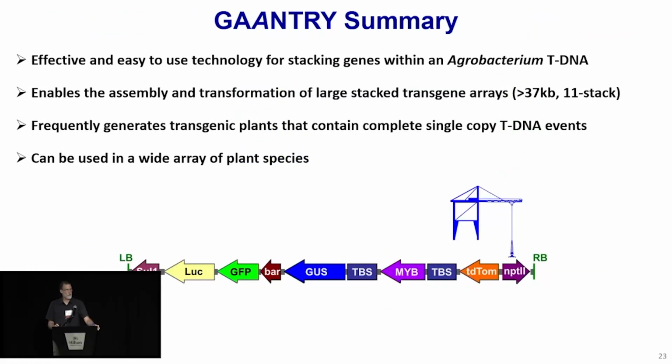All right, so just to summarize, I hope I showed that gantry can be an effective and easy to use technology for stacking genes with an Agrobacterium T-DNA. It enables the assembly of large stacked arrays. I showed you lots of data for a 37 kilobase 11 stack, but it can even go larger than that. It frequently generates transgenic plants that contain a complete single copy T-DNA integration event, and they could be used in a wide array of plant species.